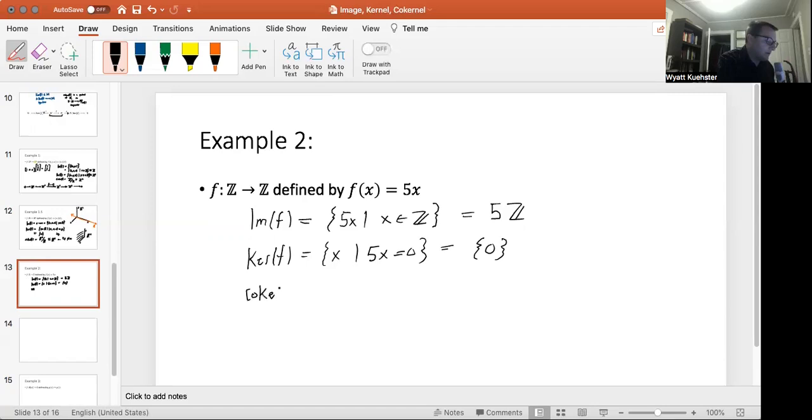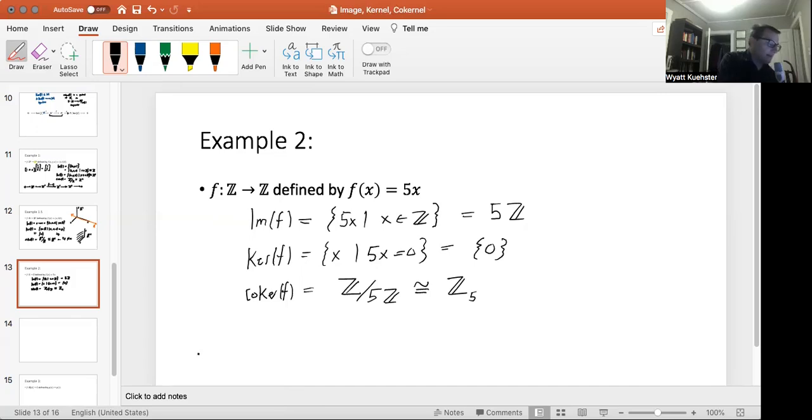And then the co-kernel of F is Z divided by 5Z. Which, as I didn't mention last time, is the group with 5 things in it. It's the integers mod 5. I think we defined those in some previous video. Integers mod 5, it's the same thing as Z mod 5Z, that quotient group.